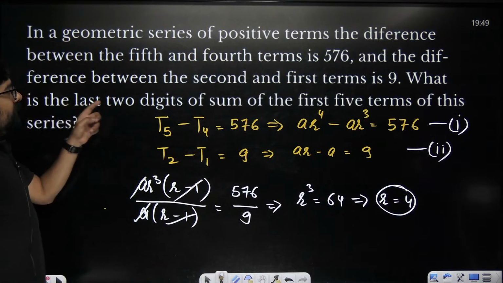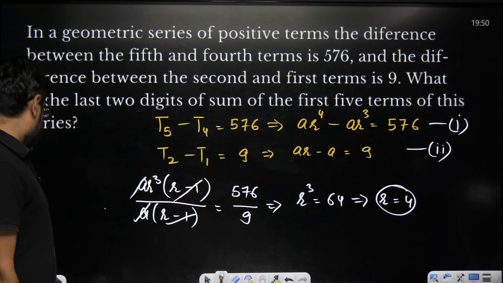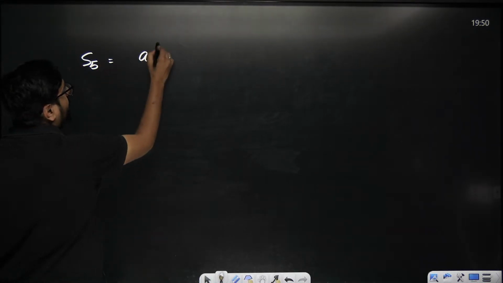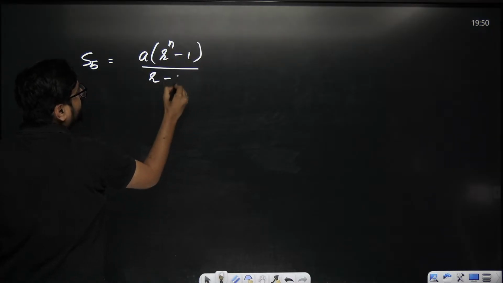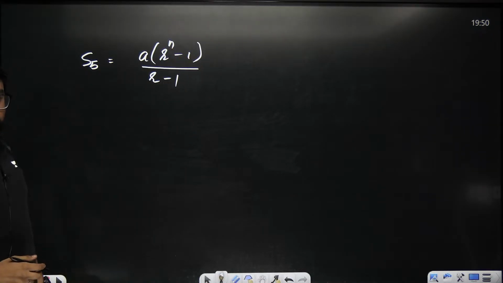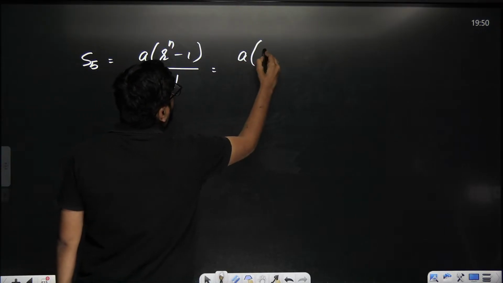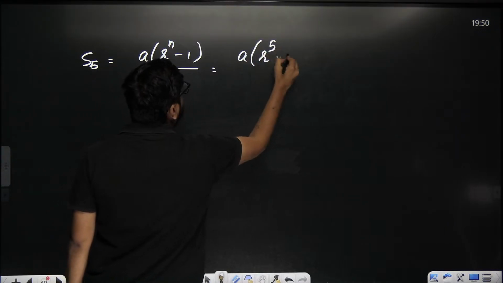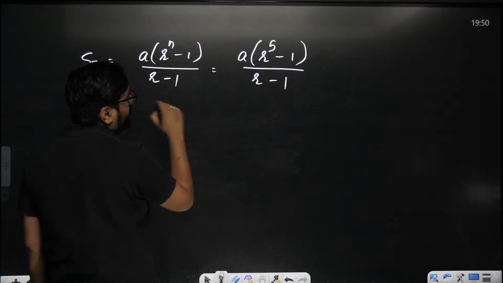Now they are asking what is the last 2 digits of the sum of first 5 terms of this series. Sum of first 5 terms. That means what is the sum? A into r to the power n minus 1 divided by r minus 1. This is our sum formula. So that means A into r to the power 5 minus 1 divided by r minus 1, right? What is our r? 4.